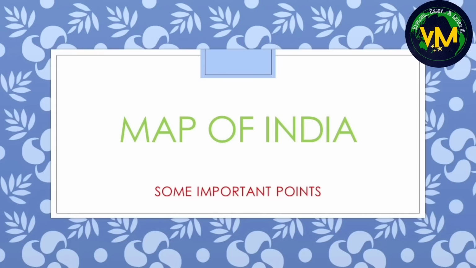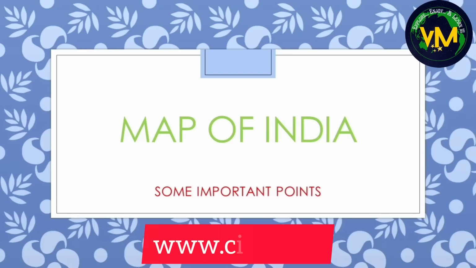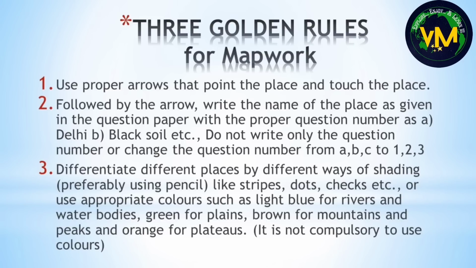Now coming to the map of India, it carries 10 marks and it is a compulsory question. Practice the map work only in the map provided by the council, which is available on the council website www.cisce.org. So I call these the 3 golden rules for map work, because even though you have practiced all the places perfectly well, if you forget any of these 3 points, you cannot get full marks.